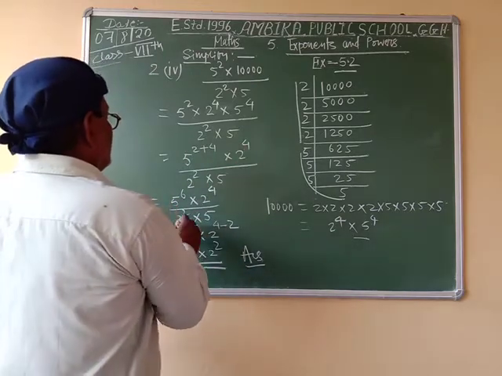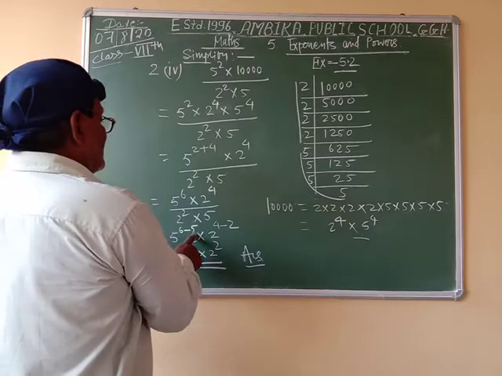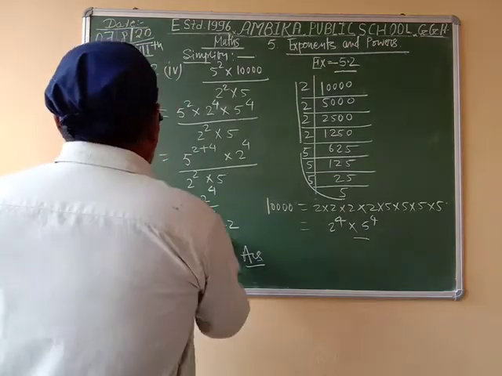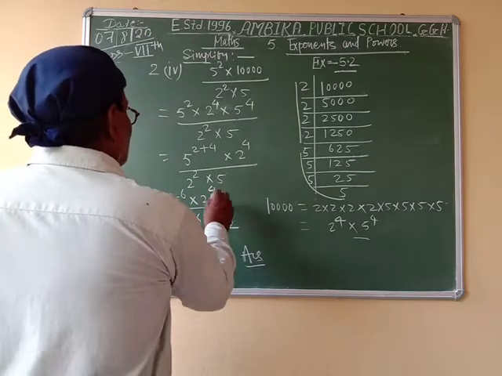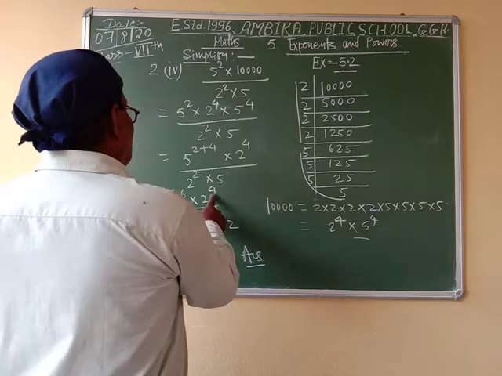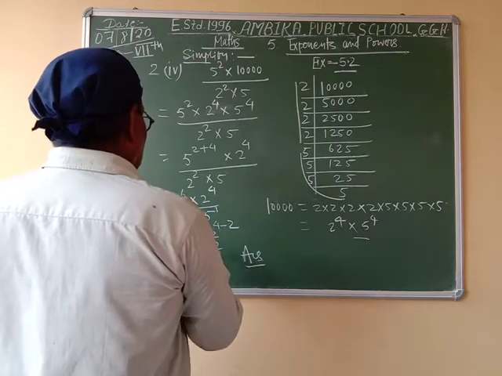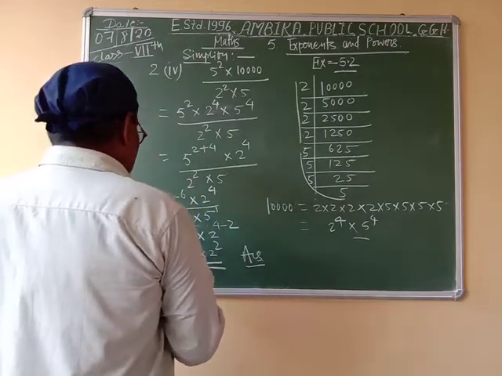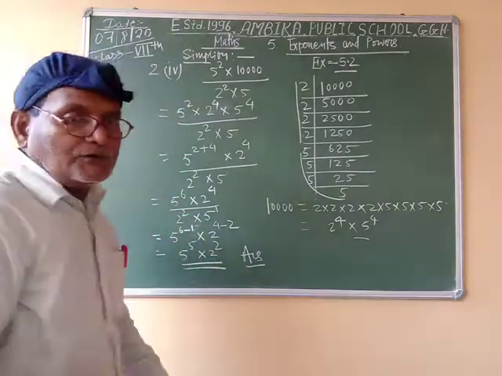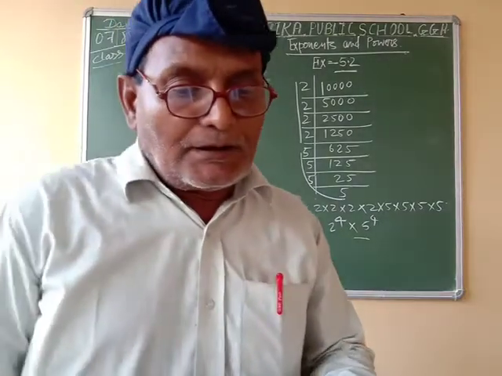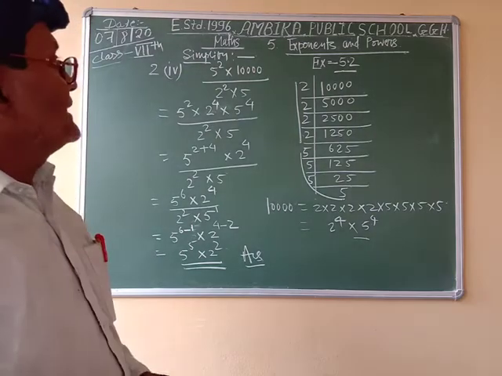Here a to the power m divided by a to the power n is equal to a to the power m minus n, so 6 minus 1 into 2 to the power 4 divided by 2 to the power 2 is equal to 2 to the power 4 minus 2. Therefore, the simplification is 5 to the power 5 into 2 to the power 2. Similarly, now I am going to solve example 3 of exercise 5.2.